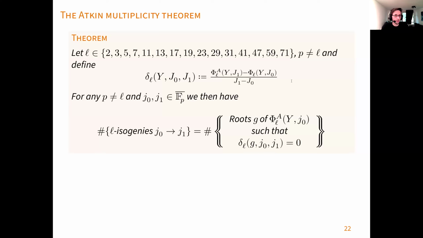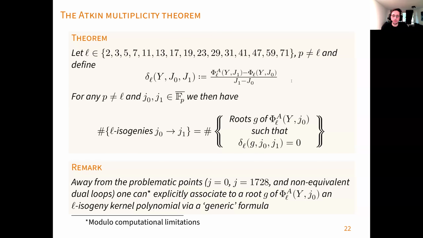Now, similar to the canonical setting, one might wonder, well, can we make this explicit? And the answer is yes, with an asterisk. So again, we need to avoid problematic points, this being j equals 0, j equals 1728. In this case, for both the starting and target j-invariant, one needs to be a bit careful here. And importantly, also, we need to avoid non-equivalent dual loops because they are encoded by the same root, just with multiplicity 2. And then one can actually explicitly associate to such a root of this Atkin modular polynomial an l-isogeny kernel polynomial again. And this will, of course, give an l-isogeny between these j-invariants.